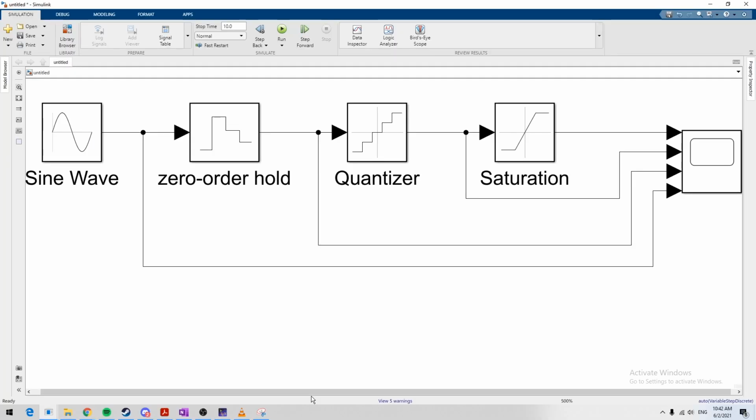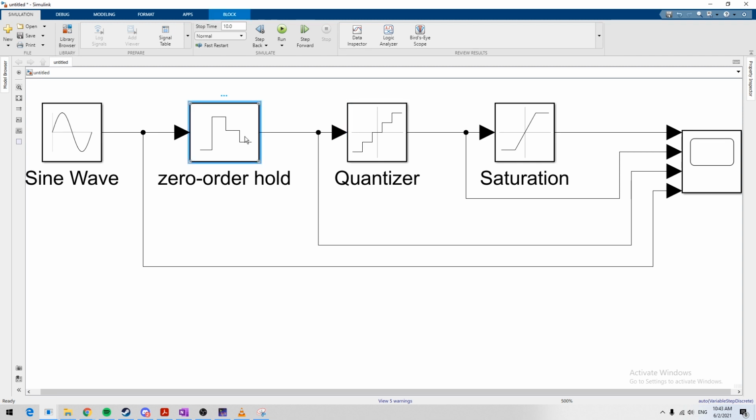We can model an ideal ADC in Simulink using these blocks. So the zero order hold block serves as the sampler. Then we have a quantizer block and a saturation block. In this model, we did not include the encoder. We can control the specifications of our ADC by changing the parameters of these blocks.